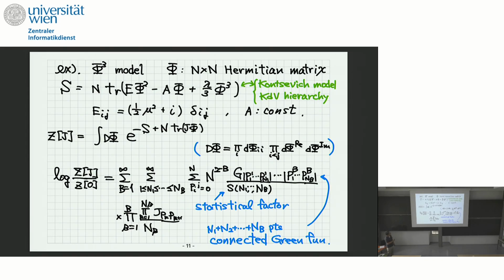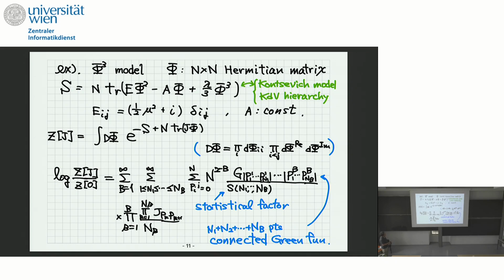This is an example of the phi cubic case. So phi is an n by n Hermitian matrix, n is the size of the matrix, and E is a diagonal matrix. Mu is some mass. I is not the unit of imaginary number. I is the eigenvalue of the number operator. And A is also some constant.